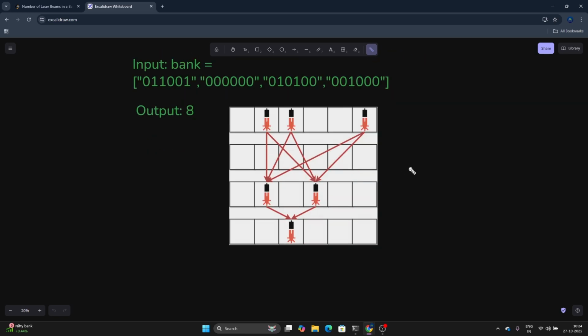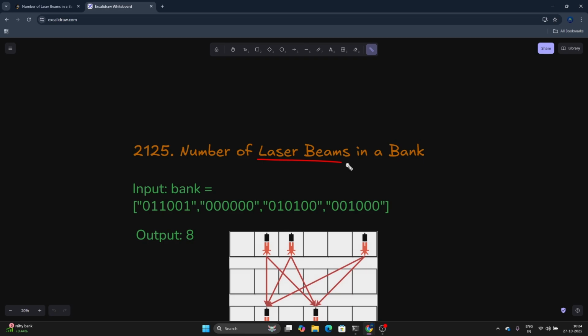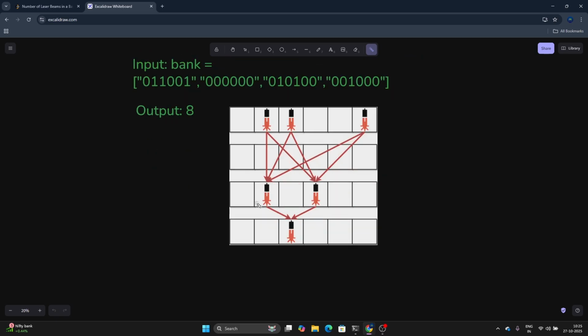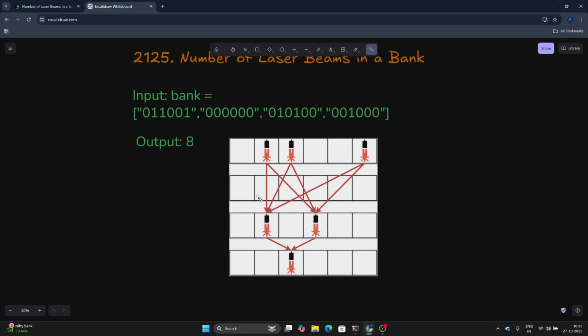Now the question says that there are laser beams. There are some laser beams which are between the security cameras, or I would say the security devices. So we have a security device here and we have a security device here, right? In the first row and in the third row. So there is a laser beam between them. So the question says that there will be a laser beam between any two security devices, like this is 1 and this is 2, if they are in different rows, like we have this row and we have this particular row. So there will be a laser beam between them if there are no other security devices between them.